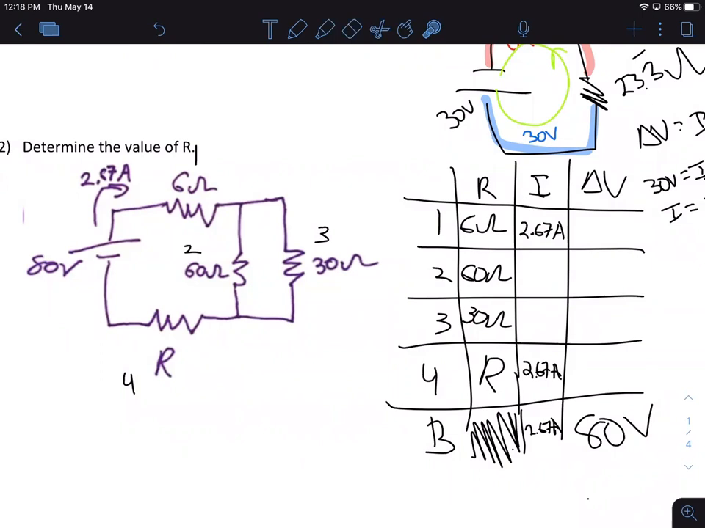I got the battery. And I was told this current coming out of the battery is 2.67 amps. So I followed that current. I saw it was going through the 6 ohm resistor, splits up, comes back together. So it's also going through this unknown resistor, which I labeled as resistor 4. So I added those to the table.